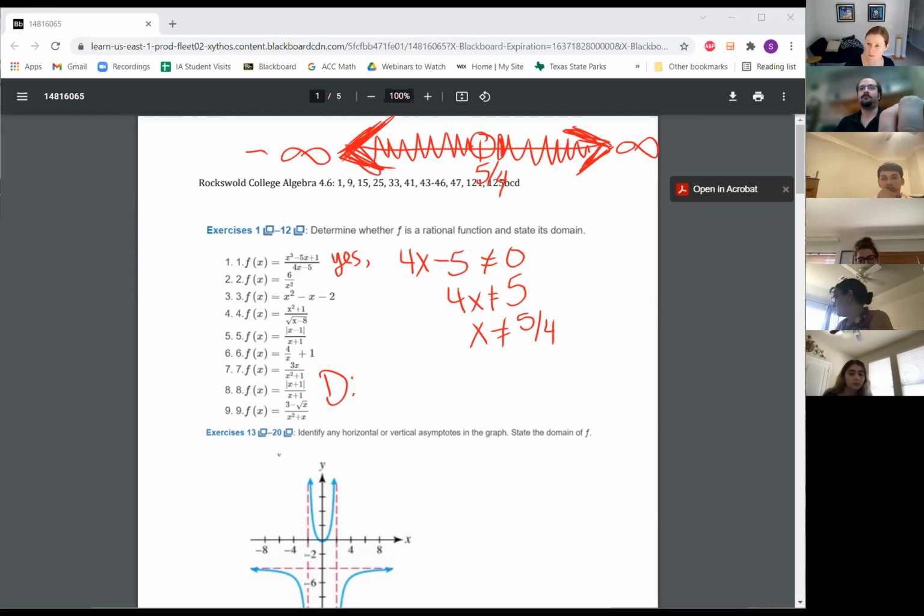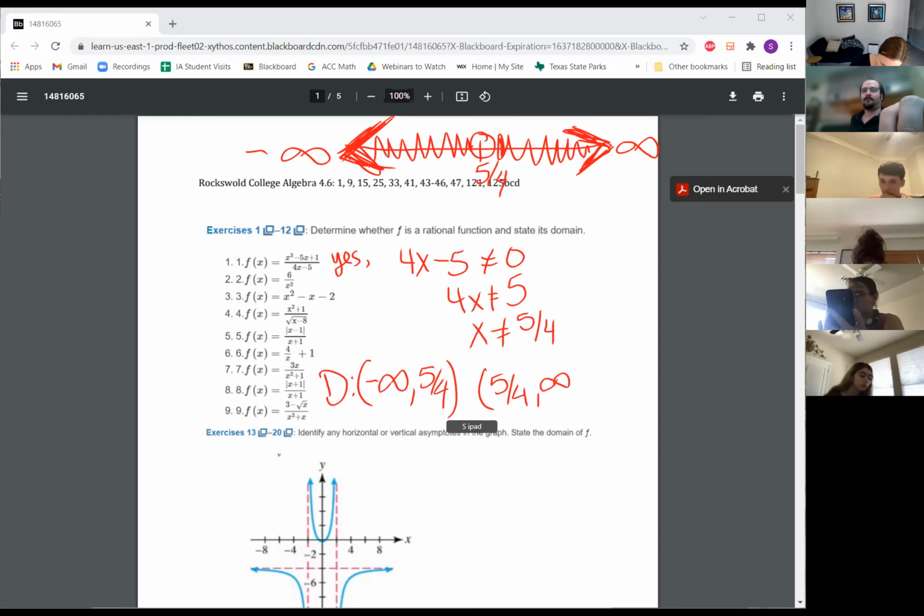Is it 5/4 comma infinity? That sounds only like the right side. So we are going to use 5/4 comma infinity, but it could also be on this left side. Oh, yeah, negative infinity to 5/4 for the left side. Yeah. So if you follow it, it's negative infinity to 5/4 union 5/4 to infinity.